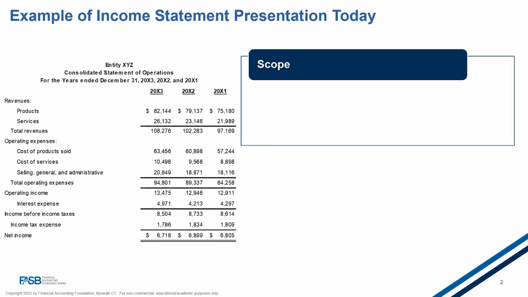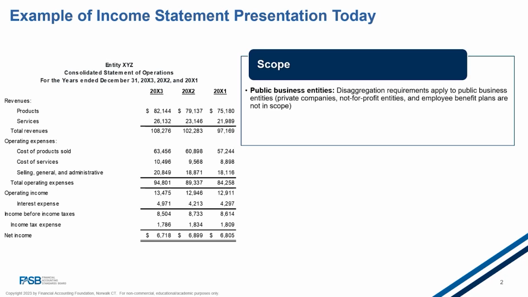On the right side of this slide, in the box labeled Scope, we explain which entities would be required to apply this proposed guidance. The requirements would only apply to public business entities, which, among others, include public companies that file or furnish financial statements with the SEC. That means the requirements do not apply to private companies, not-for-profit entities, or employee benefit plans.